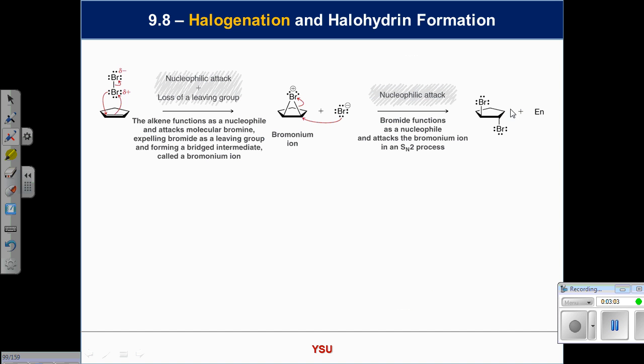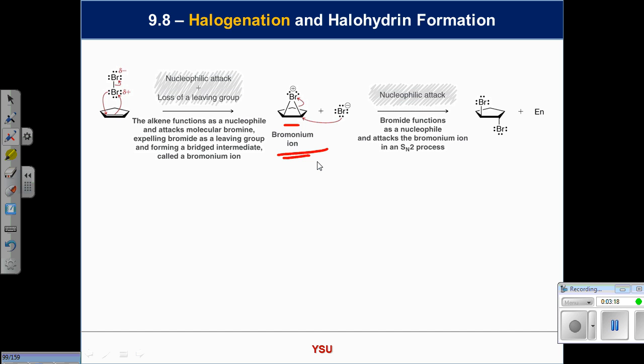So this is the argument. We get something that looks like the mercurinium ion from the mercuration reaction we did last week. You get a three-membered ring called a bromonium ion. And this is a little bit weird. Three-membered rings are usually unstable. That's why it doesn't stay around. It will do something else. But bromine is quite large.